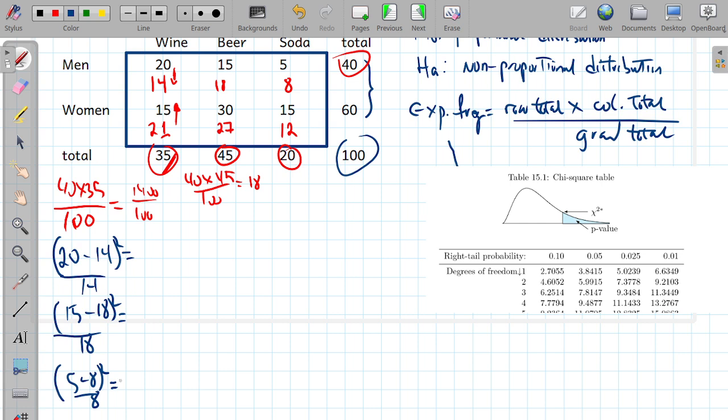So the difference is 6. That's 36. 36 over 14. That's the same as 18 over 7. I know what 7s are as far as decimal goes, but we're just going to do the calculator work. It's 2.57.